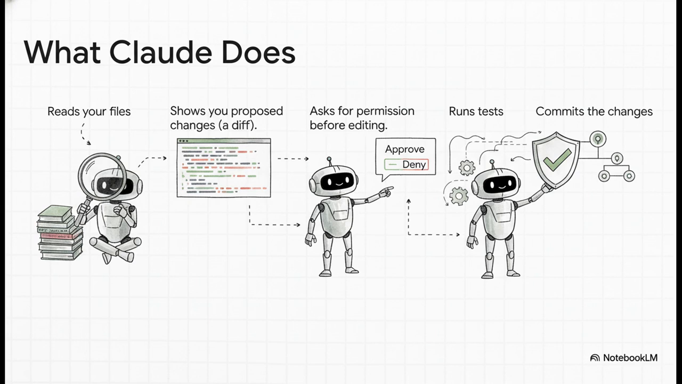And this is where it gets crazy. You say that one sentence, and Claude just goes to work. It's a proper agent. It'll read your files, find the actual problem, and then show you a diff, the proposed changes. And here's the best part. It won't change anything without your okay. It asks for permission first. Once you say yes, it can even run your tests to make sure the fix didn't break something else, and then it'll commit the changes to Git for you, the whole workflow.